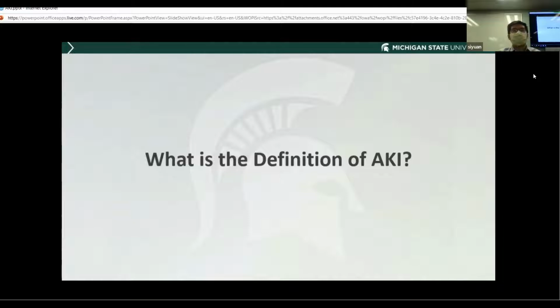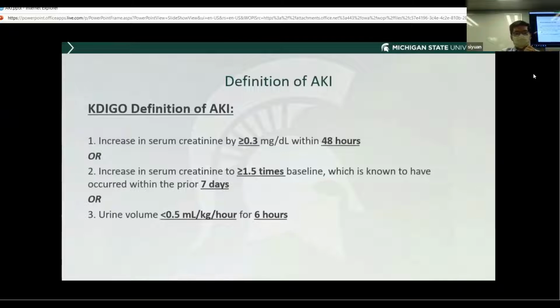And other than creatinine, any other parameters that you're looking at in terms of telling this is AKI? Yeah, urine output. All right. So basically, according to the KDIGO definition, if you have an increase of creatinine of more than 0.3 within 48 hours, that's defined as AKI.